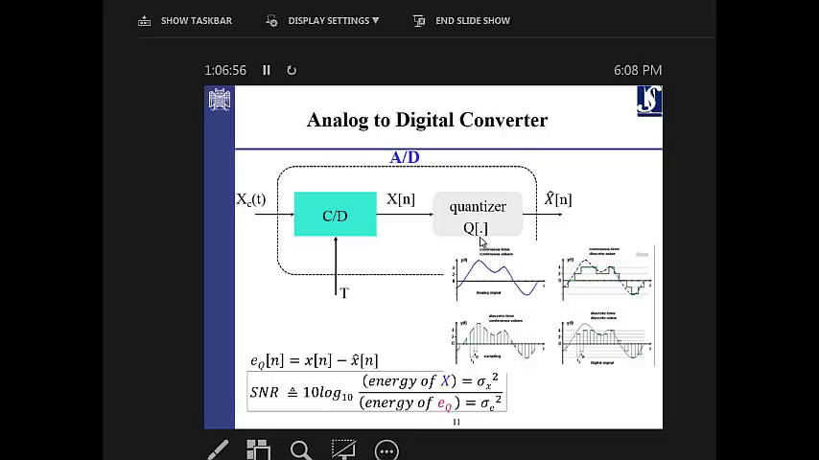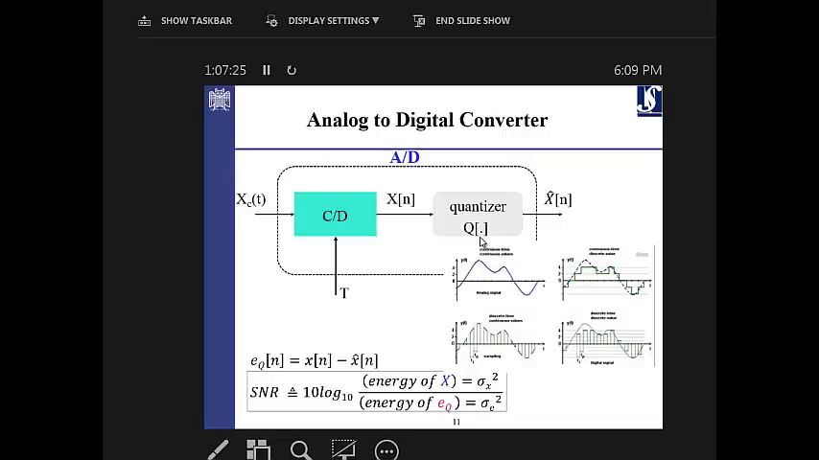So the closest level, the sample will be assigned to that. It means there will be a kind of error here. That error is the real sampling value subtracted by the value which is assigned based on the quantization. And that's called the quantization error.